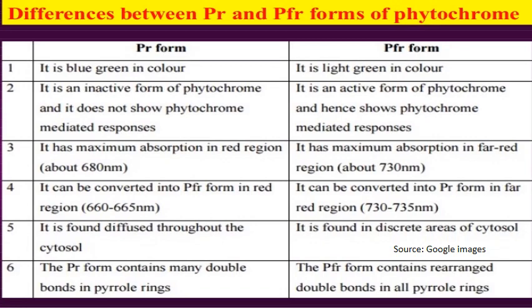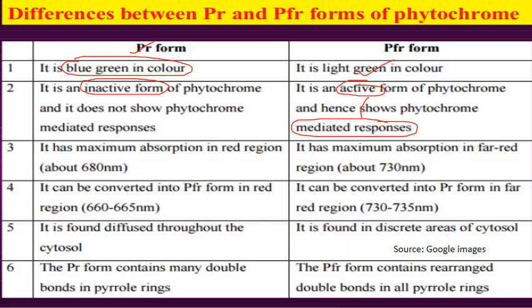Next is the difference between PR and PFR form. Firstly, the PR form is blue green in color, while this PFR form is light green in color. Then PR form, as we know, is the inactive form of phytochrome, while this is the active form of phytochrome, and this form mediates the various responses. So PFR form is the activated form.